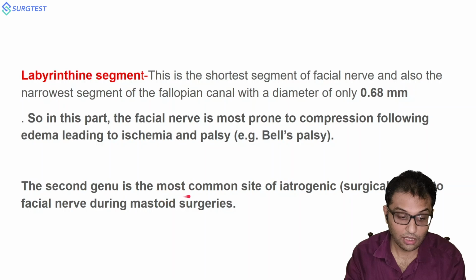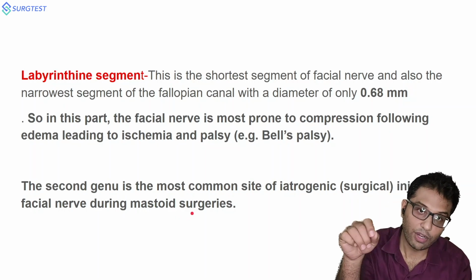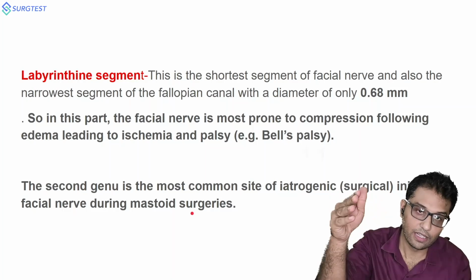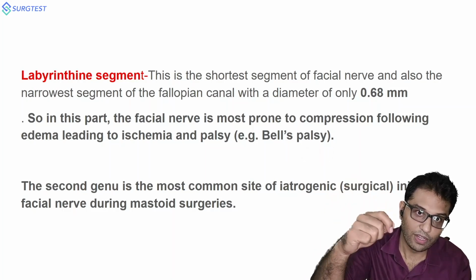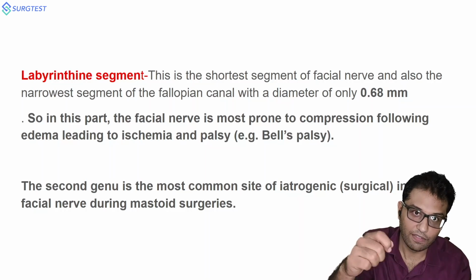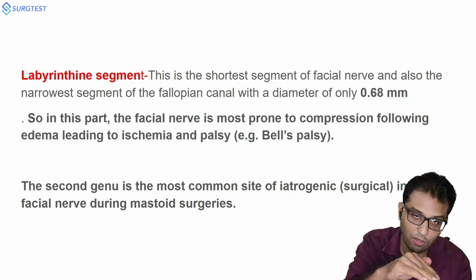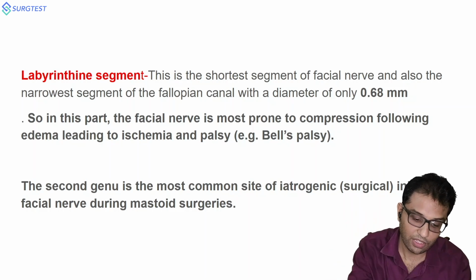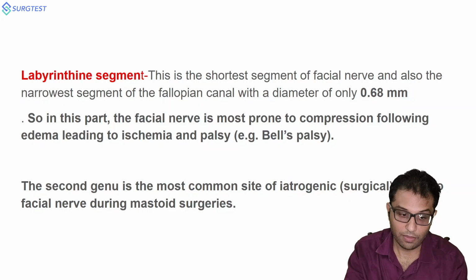But the most commonly injured part of the facial nerve in mastoid surgery is the part after the second genu, that is the vertical segment. It is most prone to surgical injury during mastoid surgeries. When we are doing a cortical mastoidectomy and a canal wall up procedure, and we are slowly drilling down the canal wall and the facial ridge which is left, it is the vertical segment of the nerve going into the stylomastoid foramen. So that is most prone to injury during mastoid surgeries.